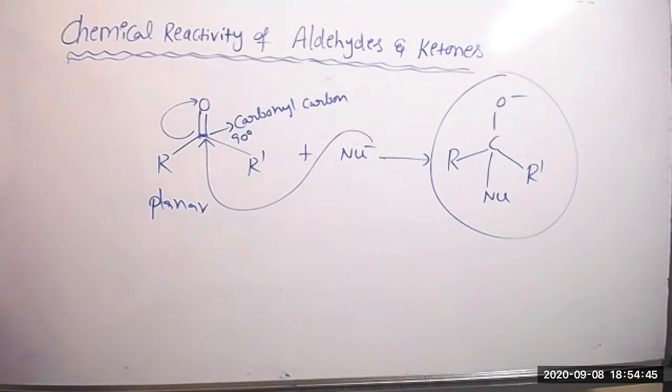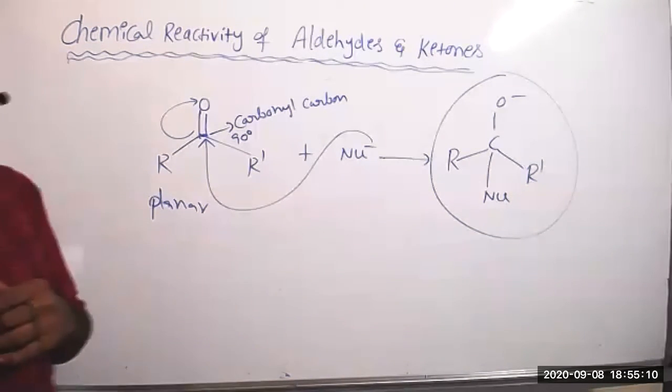What is the shape of a molecule if carbon has 4 bonds? Anybody? Banu? Sir, what is the shape of that molecule? Carbon attached to 4 bonds. Tetrahedral. Tetrahedral, yes. It changes to tetrahedral shape.